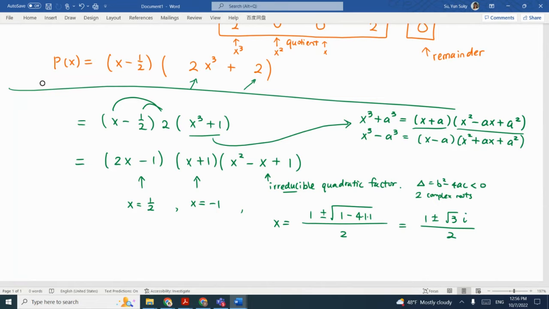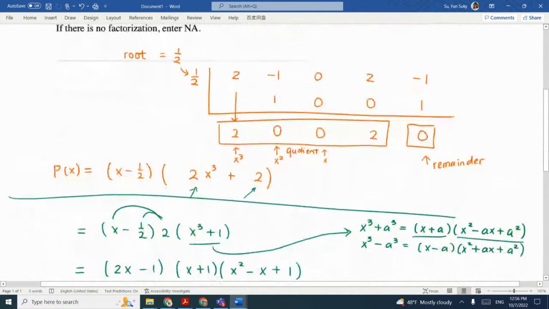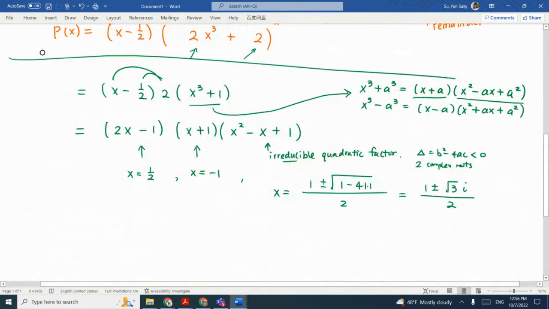Okay, so this is a degree 4 polynomial, and you end up getting 4 roots. Each of them has multiplicity 1. And multiplicity, remember, is the exponent of the corresponding factor. So all these have multiplicity 1.